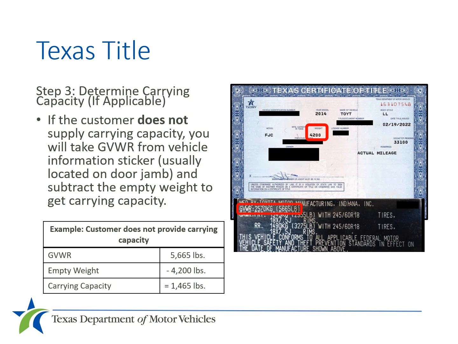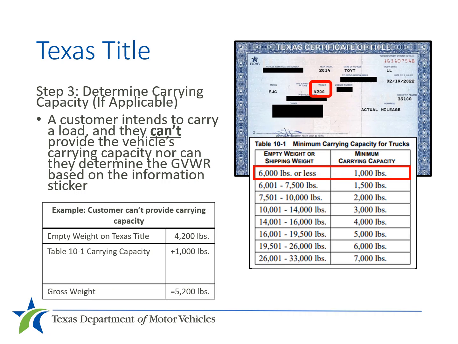We would then take our empty weight from step 1, which is 4,200 pounds, and subtract it from the gross vehicle weight rating on our sticker, which is 5,665 pounds, giving us our carrying capacity of 1,465 pounds. If you cannot get a customer supplied carrying capacity and you cannot determine the gross vehicle weight rating, you would then utilize Table 10-1.